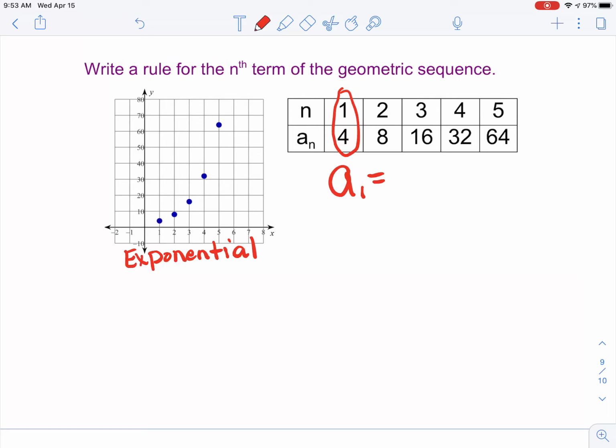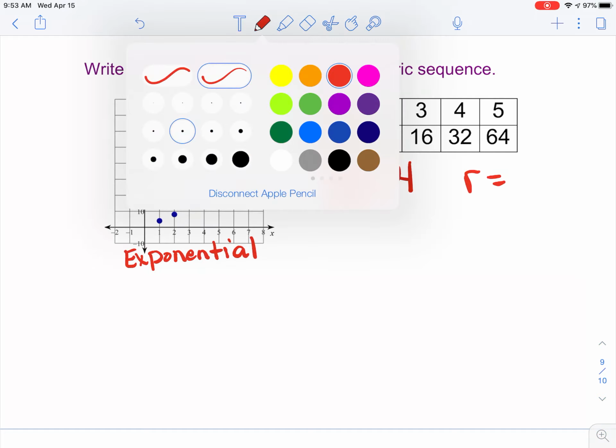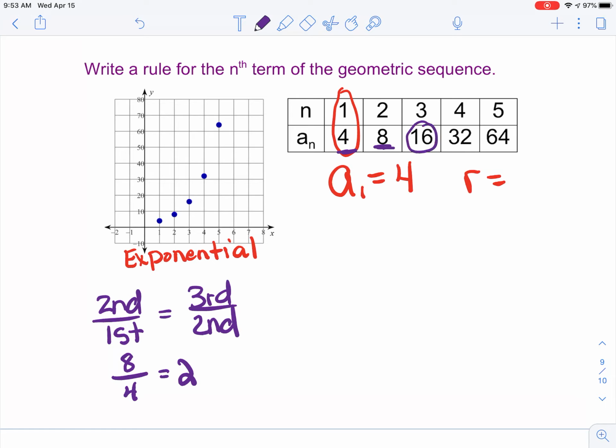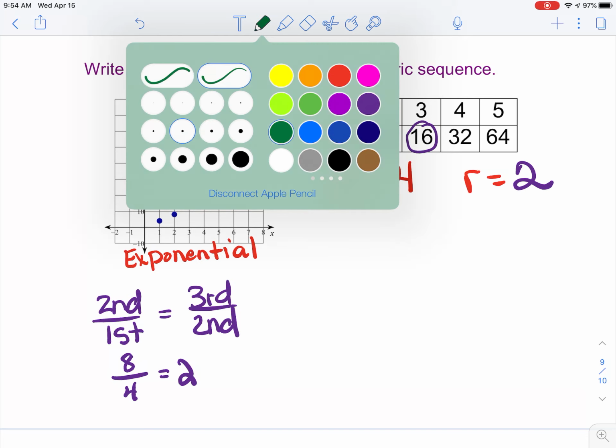So to write the rule, I need my first term, which is going to be located right here. N is 1, and my first term is 4. I also need my r value. So remember, to get my r value, I'm going to take the second divided by the first, and it should equal the third divided by the second. So my second term is 8. 8 divided by my first, which is 4, I get 2. Let's make sure that that works. So 16 divided by 8 is also 2. So, yep, my r is 2.